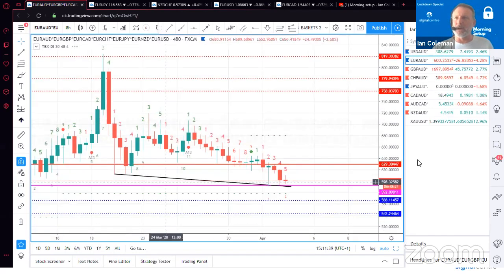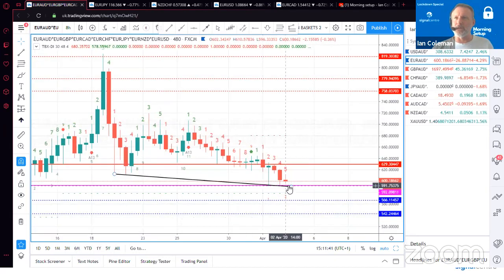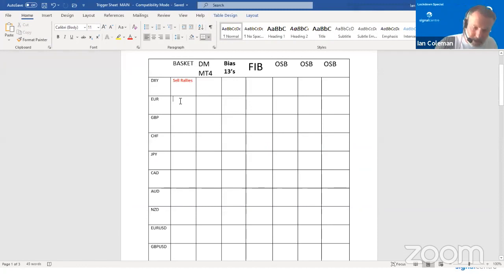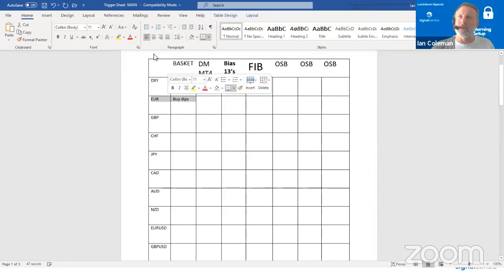but on the basket. Here, I've got previous support. This is the euro. I think that could be a wedge formation. So again, the dollar, I'm looking to sell into rallies. The euro, I'm actually looking at buying into dips. So buy dips in euro. And again, that'll be blue.